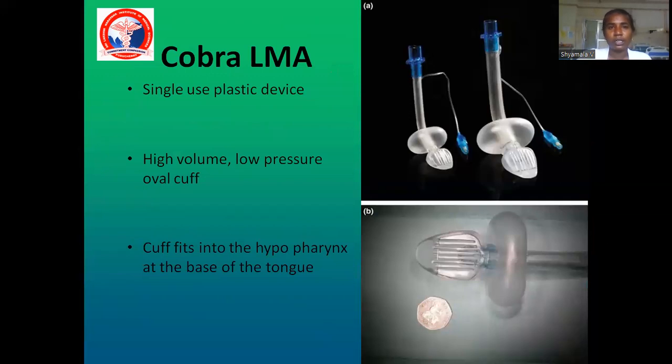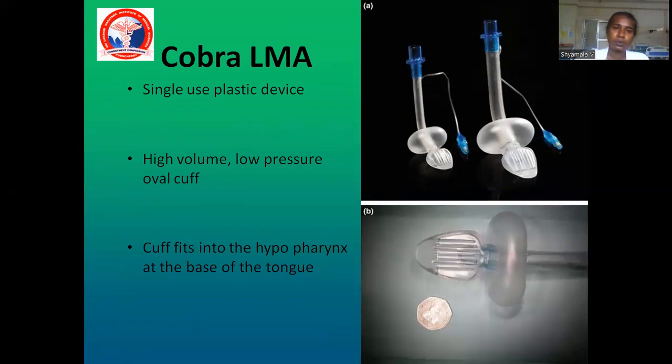Then moving on to the cobra LMA. You see, this looks like a snake. Okay, cobra. You know, no snake. This is the head and this is the tail. See the head, tail.